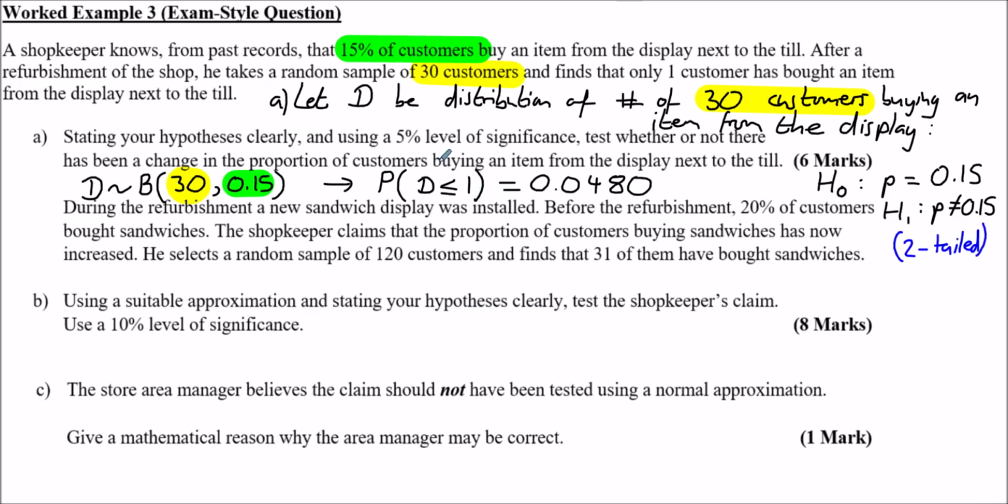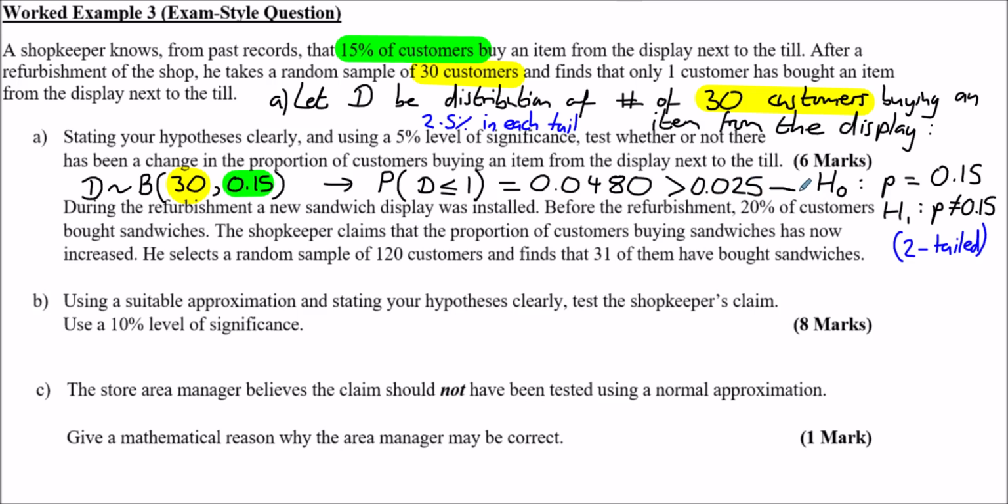And we've worked out the probability of 1 or less is 0.0480. If it's a two-tailed test and a 5% significance level, then this is 2.5% in each tail. So this value here, we compare it to 2.5%, and we can see that this is about 4.8%. So that's greater than the 2.5% in each tail. That's greater than 0.025.